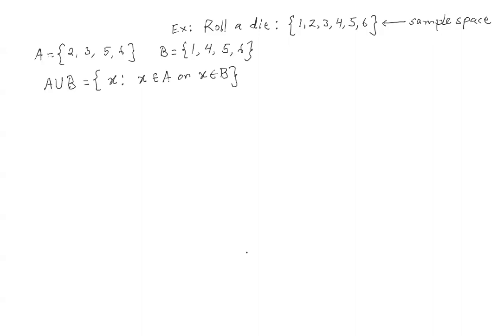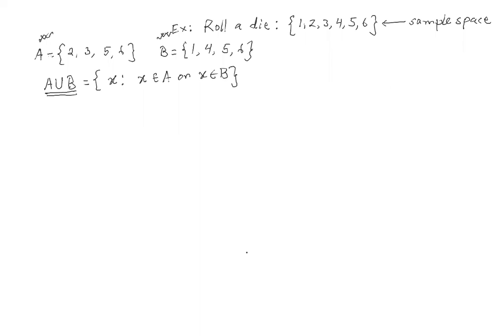A union B, I create a new set from these two sets, this one and this one. This new set will have all the elements that belong either to A or to B or to both of them. This new set includes all the things that belong to set A or to set B or both. If something repeats in both of them, we just write it once.